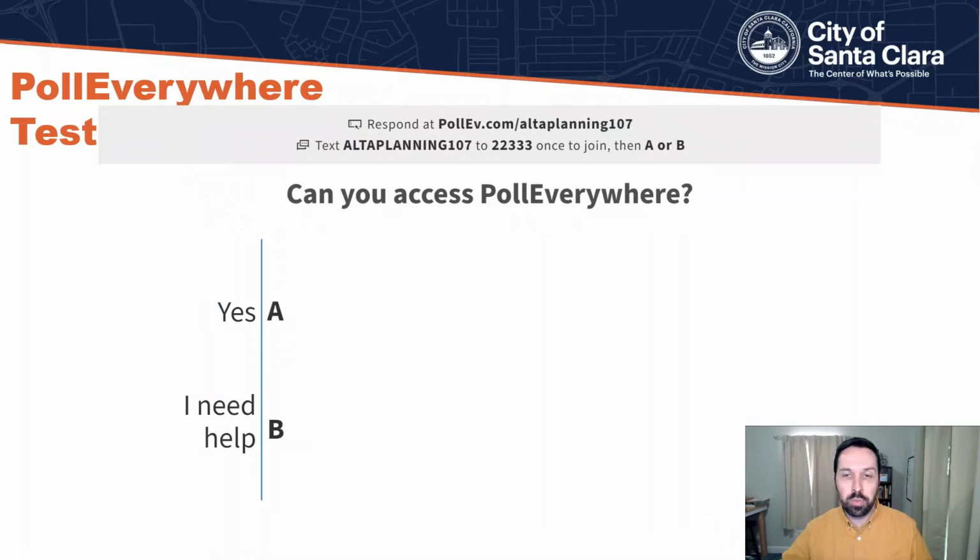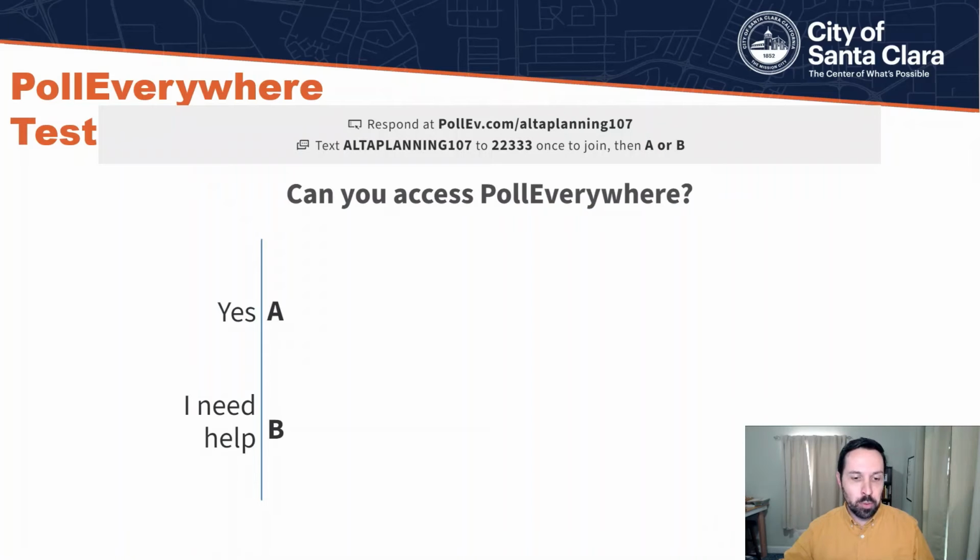You'll go using your web browser or your cell phone to pollev.com/altaplanning107 or type in altaplanning107 to your cell phone and text it to the number 22333. If you can access it, you can just type A and it'll vote and log your response there. If you need help, you can also answer B, or we'll have a Q&A session during the BPAC presentation where I can answer questions about the technology.